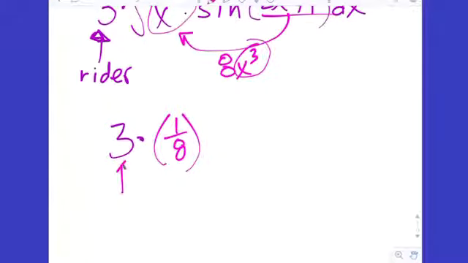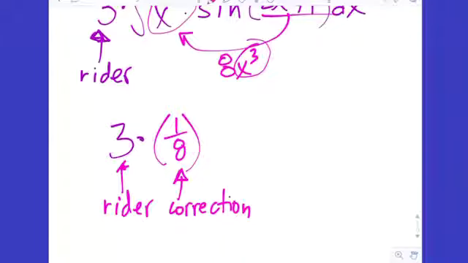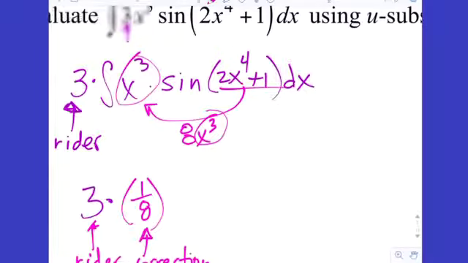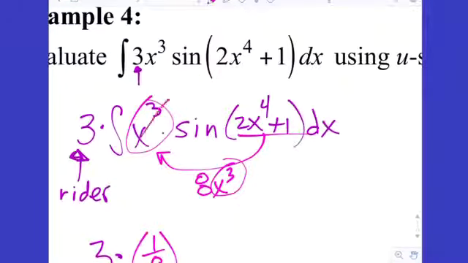So I call the 3 again the rider. He's just going along for the ride. The 1/8, appropriately enough, I call it the correction. You can make corrections of constant multiples. If it's a number, it's being multiplied through by the integrand, you can correct it. You can't correct variables. All right, so now we're done with the inside piece. This x cubed is essentially gone. You can essentially package it back up inside the inside function. And since that's the only other factor, now you move on to step 2.